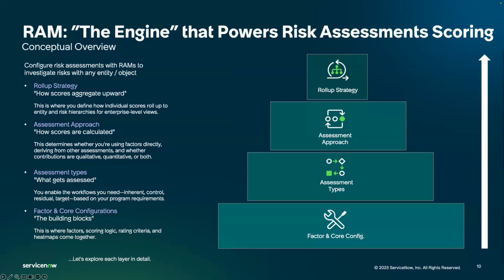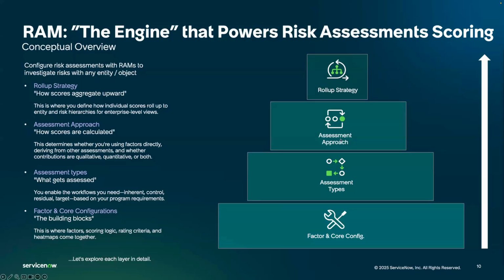All right, we have seen the high-level flow: inputs, engine, outputs. Now let's look inside the engine itself. The risk assessment methodology has four configuration layers. Think of these as the four questions you need to answer when building your scoring model. Roll-up strategy answers: how do scores aggregate upward? This is where you define how individual scores roll up to the entity and risk hierarchies for enterprise level views.